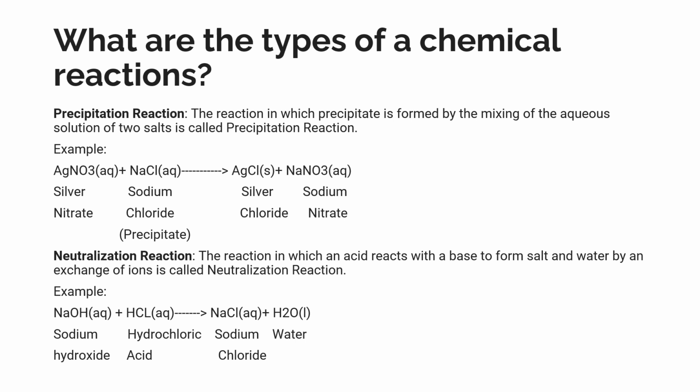So let's look at the precipitation reaction. The reaction in which a precipitate is formed by mixing of aqueous solutions of two salts is called a precipitation reaction. For example, AgNO3 aqueous plus NaCl aqueous gives AgCl in solid state plus NaNO3 in aqueous. In words, silver nitrate and sodium chloride give silver chloride as a precipitate and sodium nitrate.